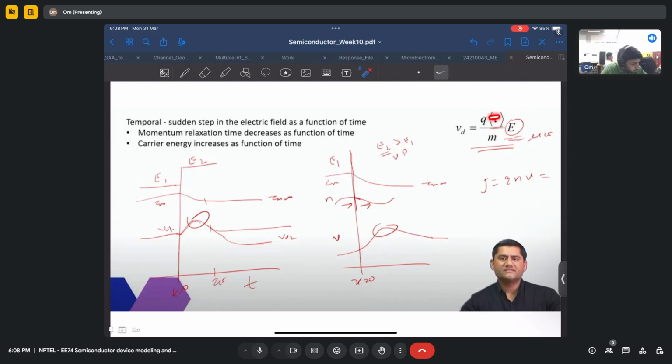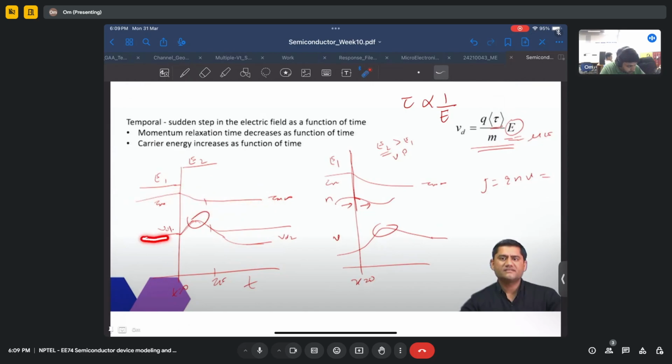And tau is inversely proportional to the electric field. So when there is a sudden change in electric field, E1 to E2, the tau would decrease. But the change in tau would not be so sudden. It will take some gradual time to come to this level. It will not be as discrete as the electric field. It will take some time and then come down.